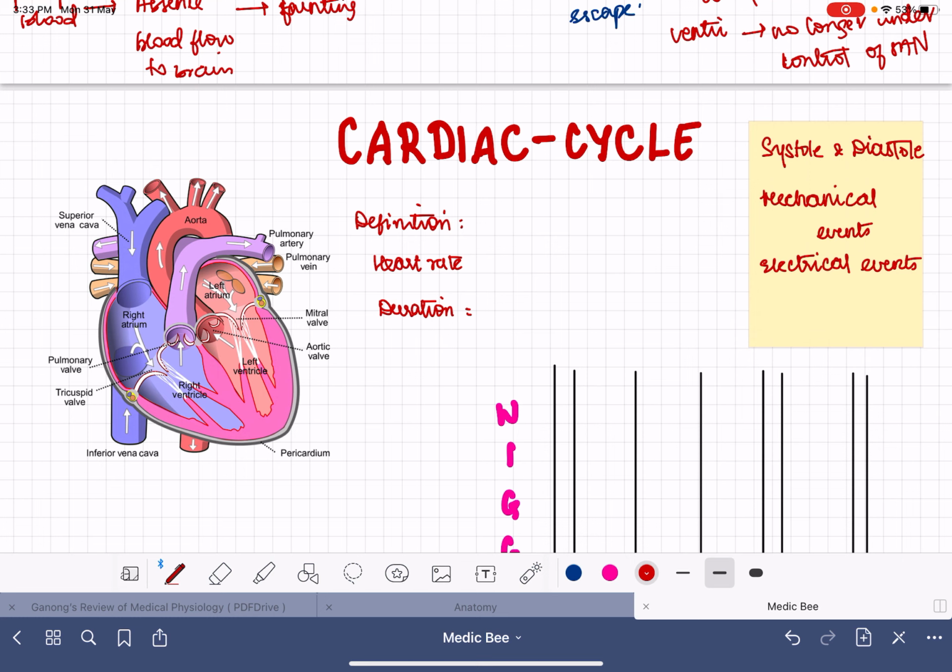We see that each cardiac cycle is spontaneously generated by itself. The sinus node itself will generate each cycle, and it will transfer from the SA node to the AV node. It will pass through the AV bundle and Purkinje fibers, and all the ventricles will contract together. So the cardiac cycle is defined as the cycle of events happening from one heartbeat to another.